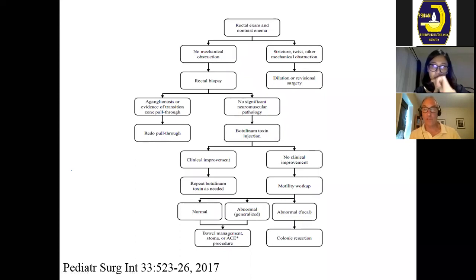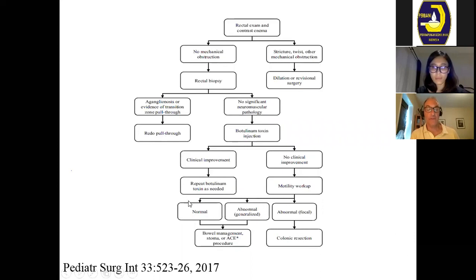And we just leave them and repeat the Botox, as I mentioned before, as often as necessary. And in most cases like this, by the time they get to be 4 or 5 years old, they will grow out of it and you can stop giving Botox. If the Botox doesn't help, then I go to that motility workup that I mentioned, whether it's a SITZ marker study, a nuclear study, or a manometry.